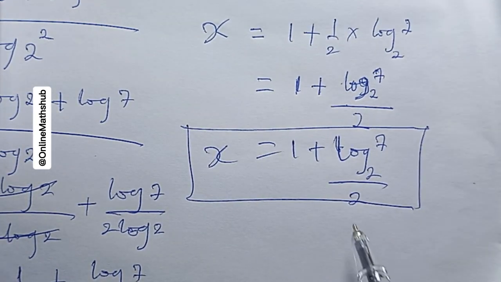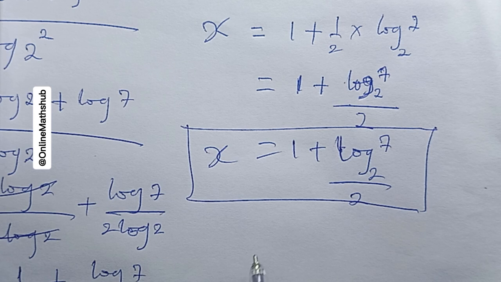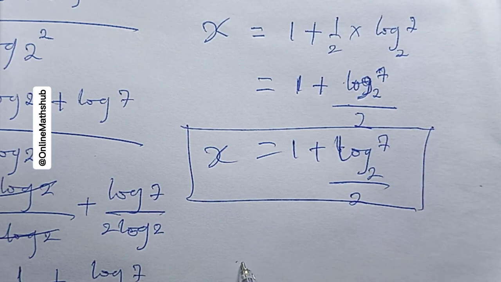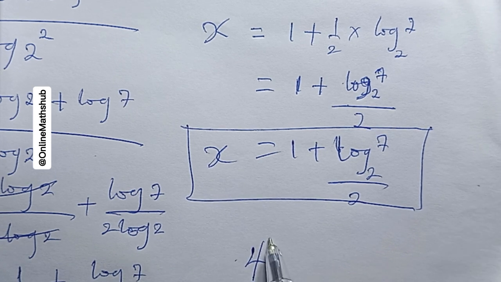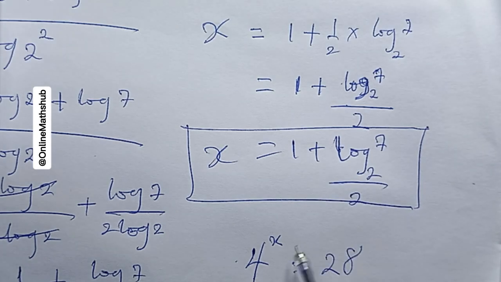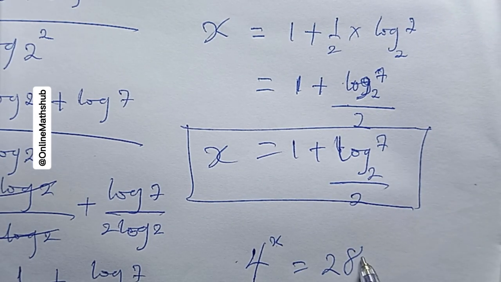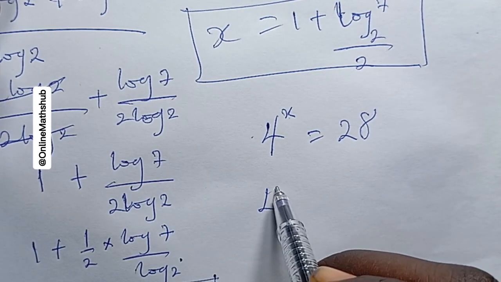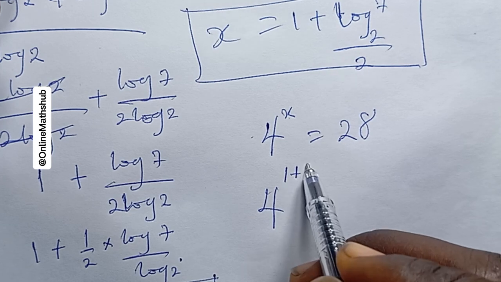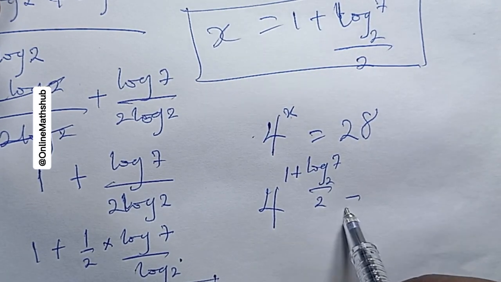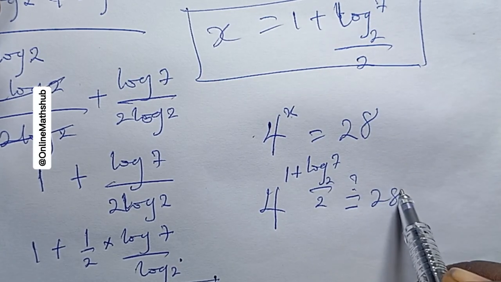Okay, so what we just need to do next is go ahead and confirm whether this will satisfy the problem we just solved. So the question we are solving is 4 power x is equal to 28. So I'm going to replace x with this stuff I have right here, and then I'll find out whether it's actually going to give me 28. If I do that, what I'm going to have is 4 power of 1 plus log 7 base 2 divided by 2. Will this be equal to 28?